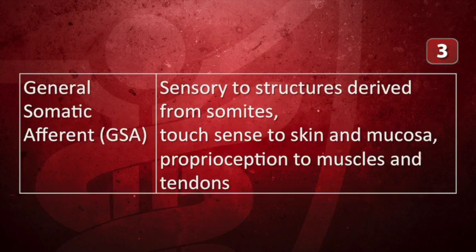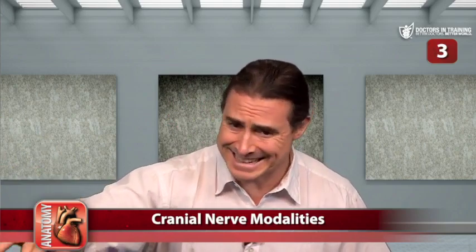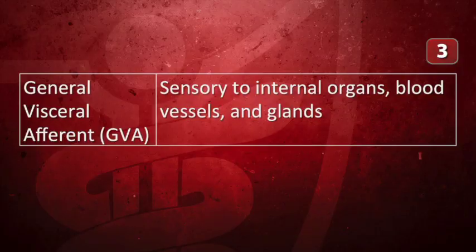General somatic afferent, sensory to structures derived from the somites, touch sense to skin and mucosa, and proprioception to muscles and tendons. Through proprioception, changes in joint position may be sensed through stretch receptors in the muscles and tendons and result in appropriate changes in muscle contraction. General visceral afferent, sensory to internal organs, blood vessels, and glands. In other words, sensory to the viscera.